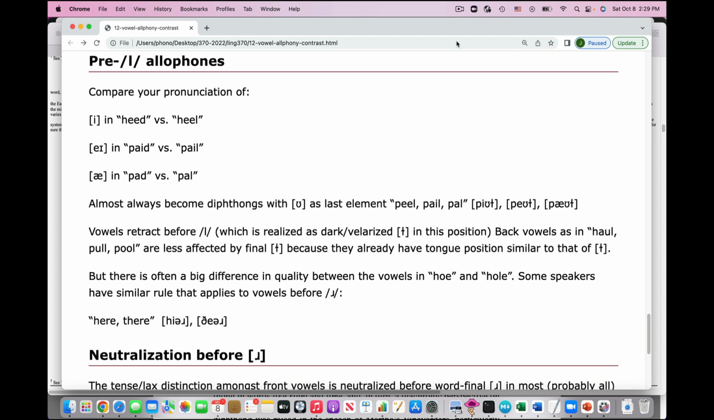But there is often a big difference in quality between the vowels in ho and hole. Some speakers have a similar rule with R, so you might have something like hole instead of hole. And similarly, here or there, as opposed to here, there, where again there's a schwa in between.